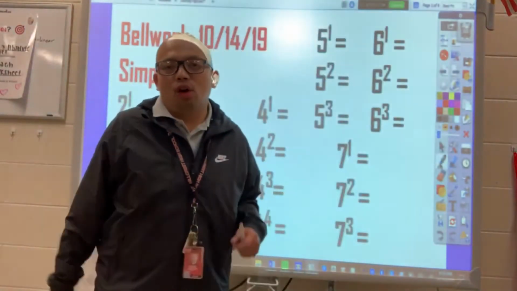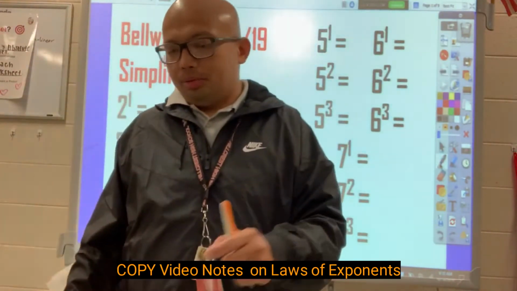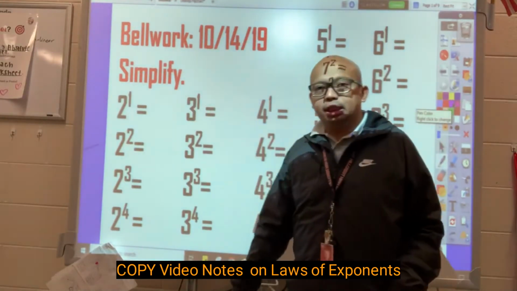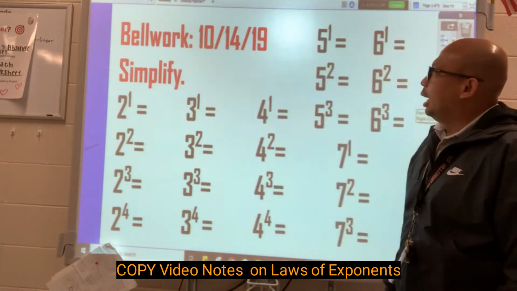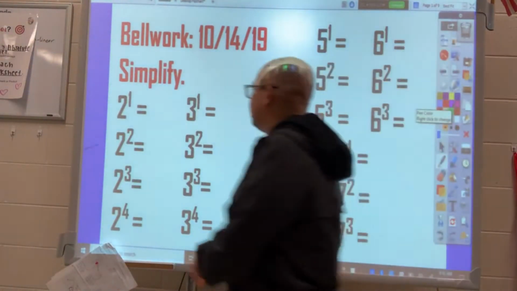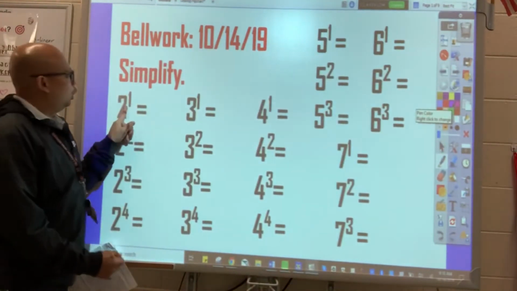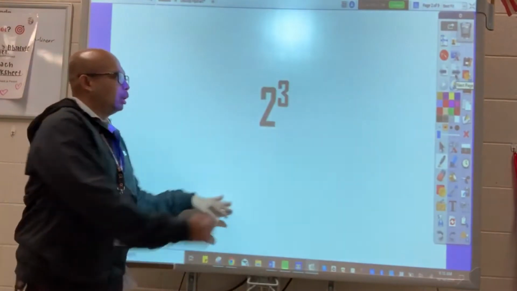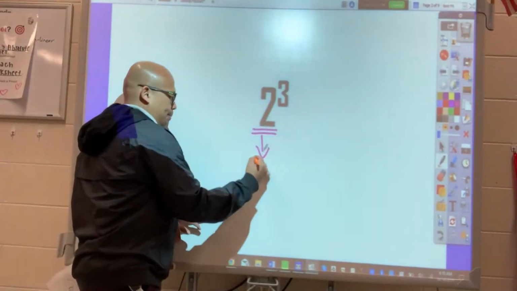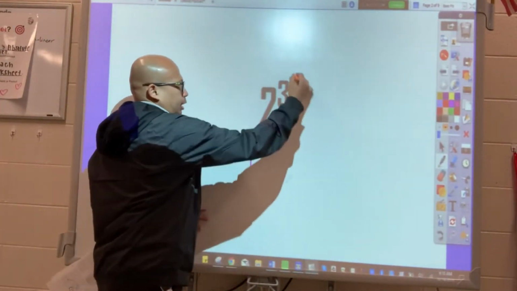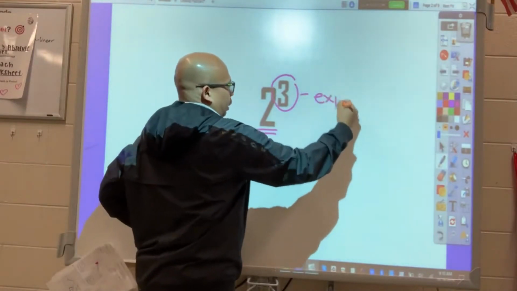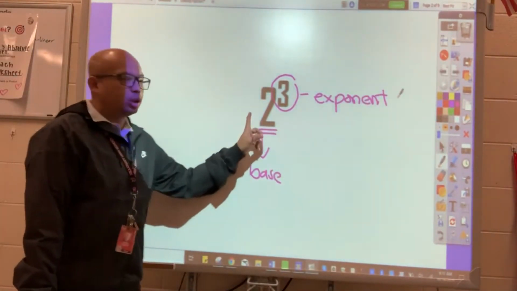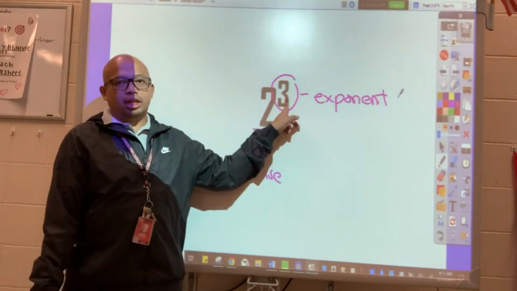Morning guys, today we're going to go over the laws of exponents, but before we go there, let me help you with simplifying basic exponents. When you have 2 to the 3rd power, 2 is your base and 3 is your exponent. The meaning of the exponent is that you multiply the base by the number of times of the exponent.